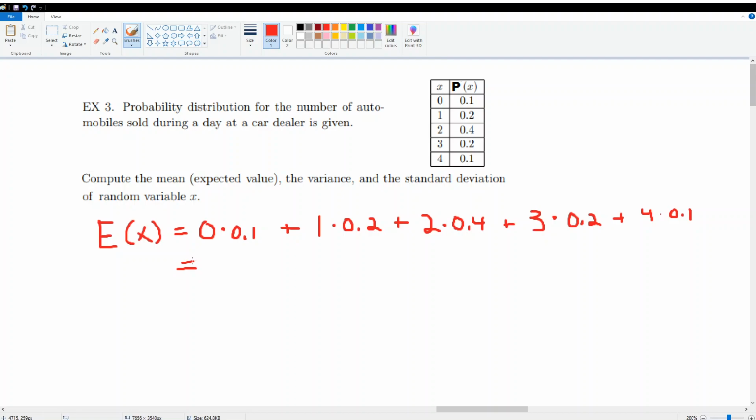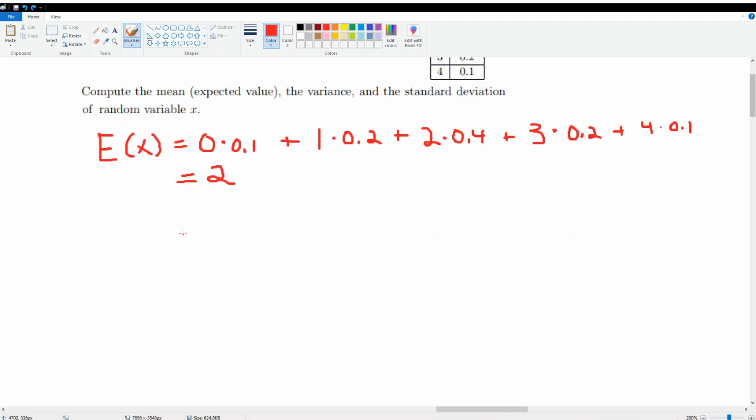And so, if we add them all up, that'll be 2. How wonderful. So our expected value is 2. This means on an average day, no pun intended, this dealer is going to sell 2 cars. And you know, that makes sense because it is symmetric. Better be 2. So now let's compute the variance.